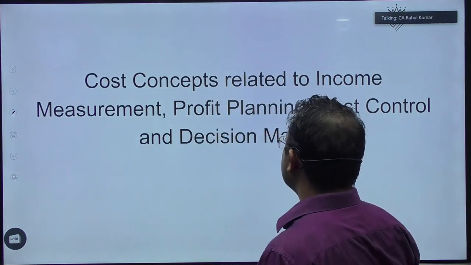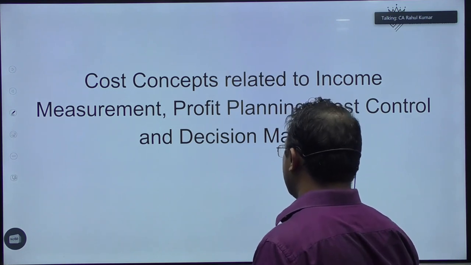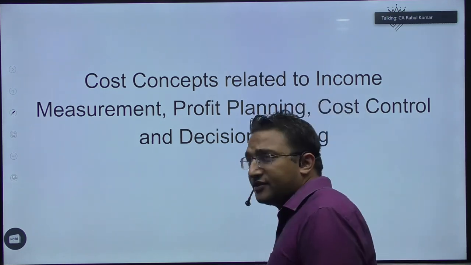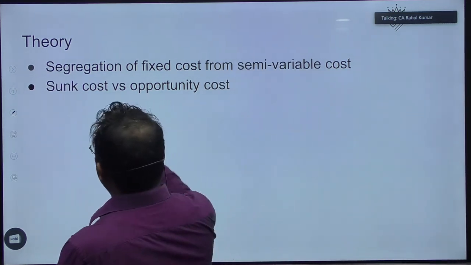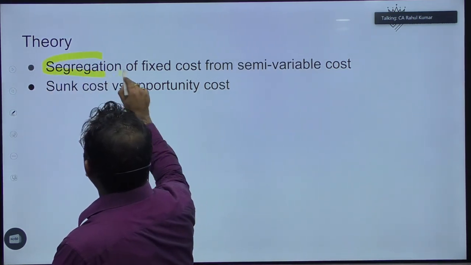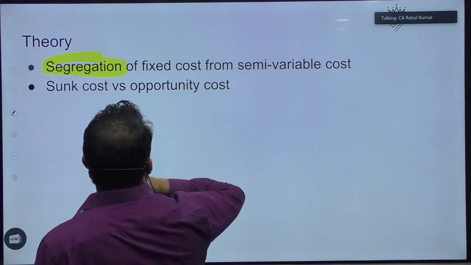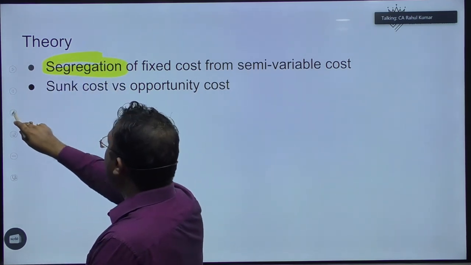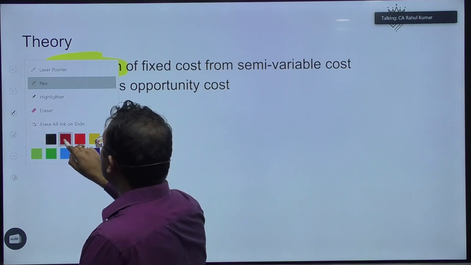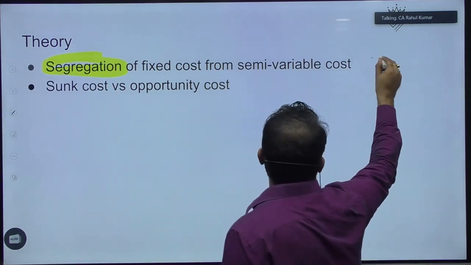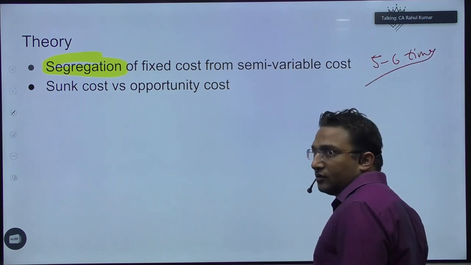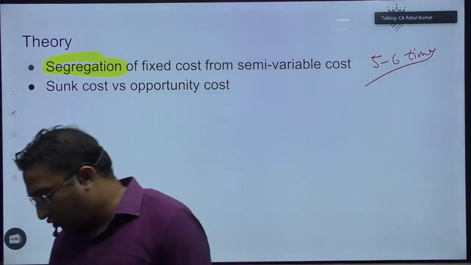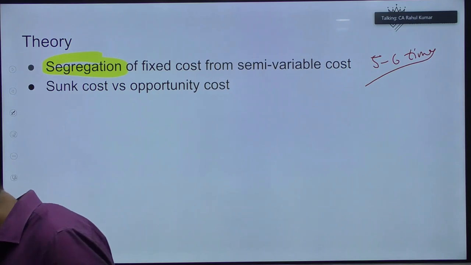Then next is cost concepts about income measurement, profit planning, cost control, and decision making. From here they're asking very favorite questions. This particular question, segregation of fixed cost from semi-variable cost, they have asked many times, at least 5 to 6 times in previous years. So this is something which you should do very, very well.